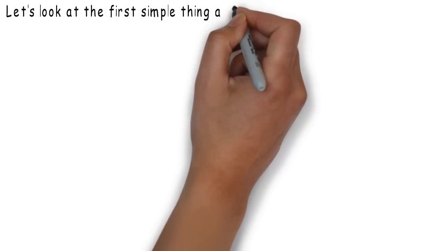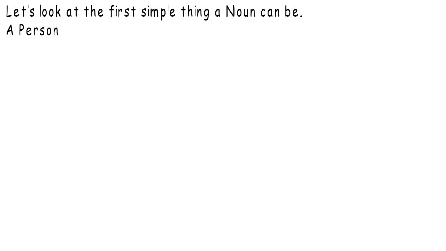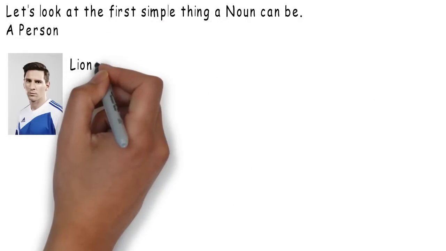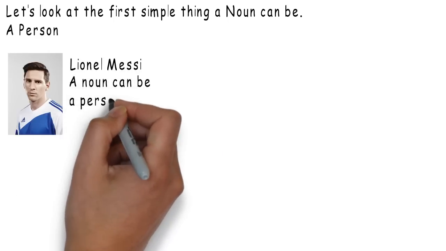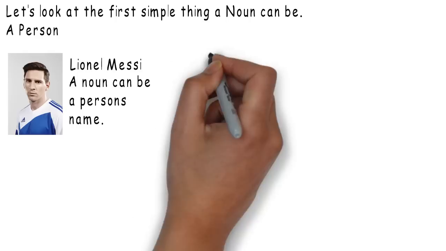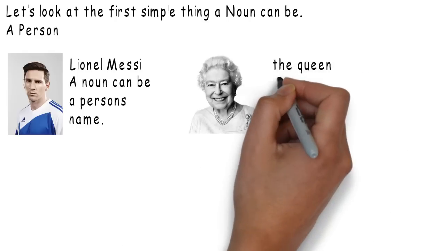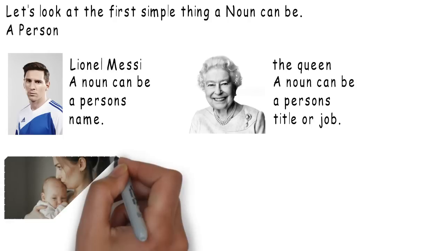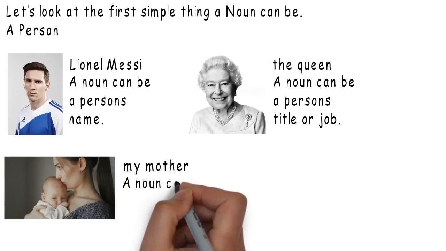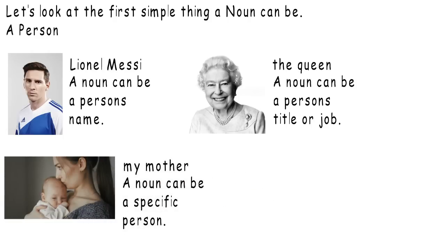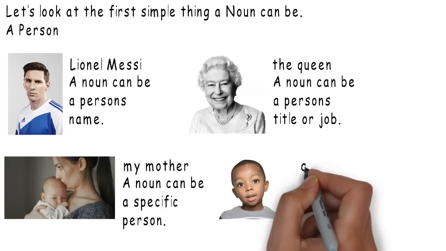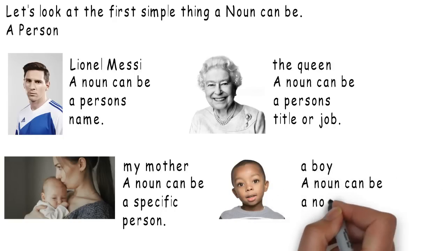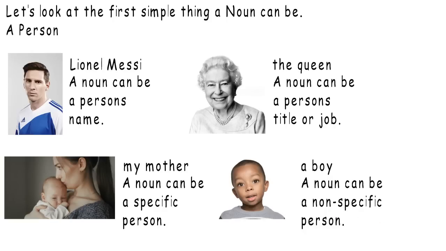Let's look at the first simple thing a noun can be, a person. Lionel Messi. A noun can be a person's name. The Queen. A noun can be a person's title or job. My mother. A noun can be a specific person. A boy. A noun can be a non-specific person.